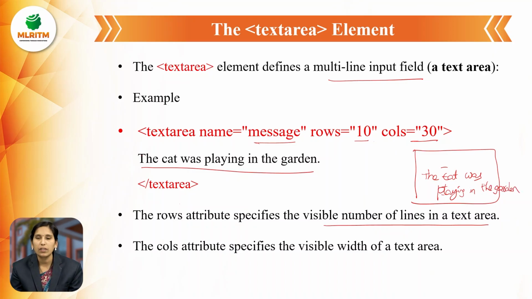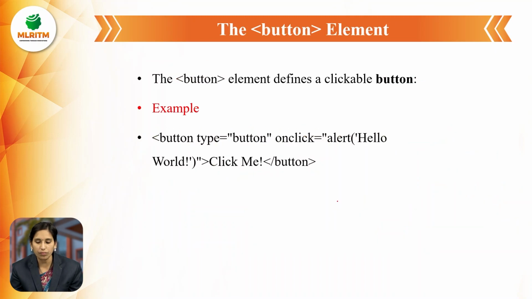So this is that text area. Next one is button. So the button element defines a clickable button. Whenever you click on that button, the data should be sent to the server, submitted to the server. In this example, button type equals button, and onclick alert the message hello world, and the label is click me.